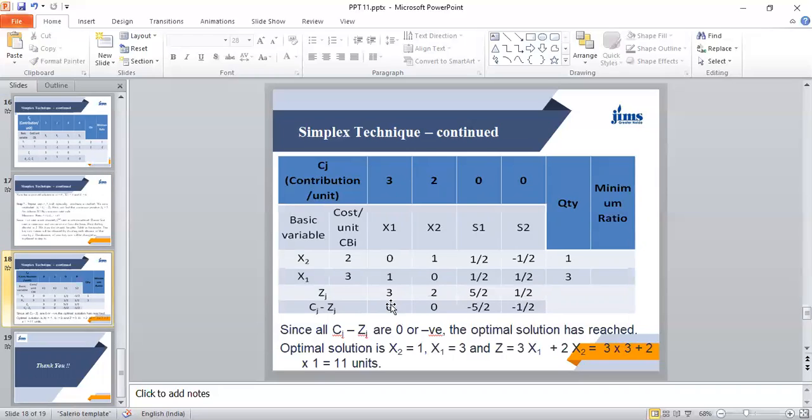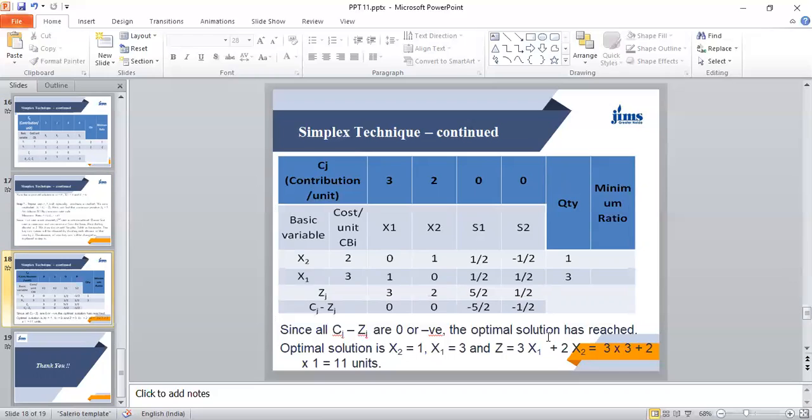What do they indicate? A 0 value means if you are going to introduce x1 and x2 further, their contribution will be 0. There will be no improvement. And the values for S1 and S2 are negative, which means they will reduce the profit. They are not going to add any profit, only reduce it. So this negative value indicates that there will be further reduction of profit if you are going to reintroduce S1 or S2.